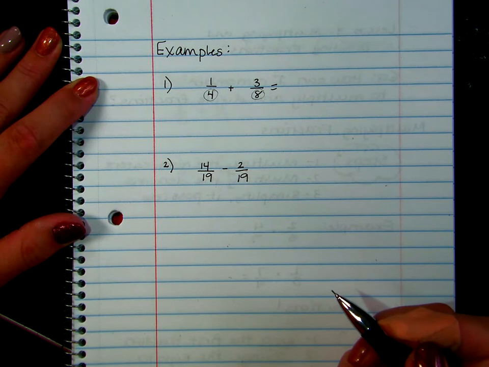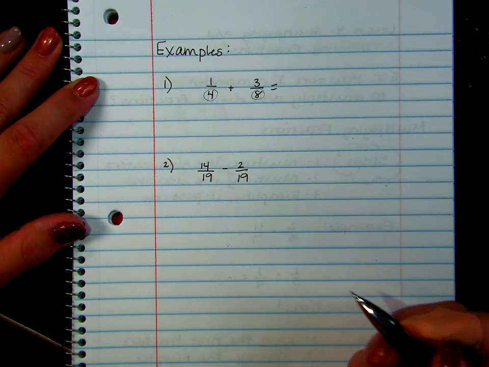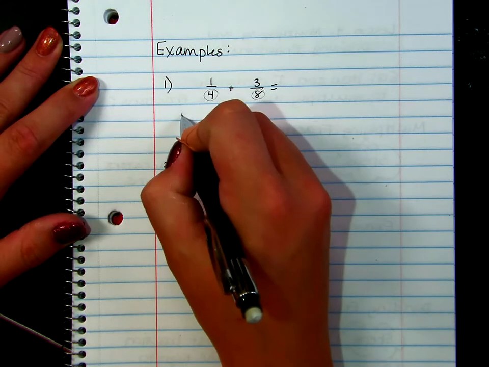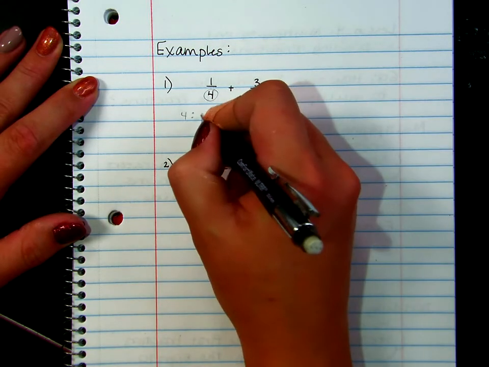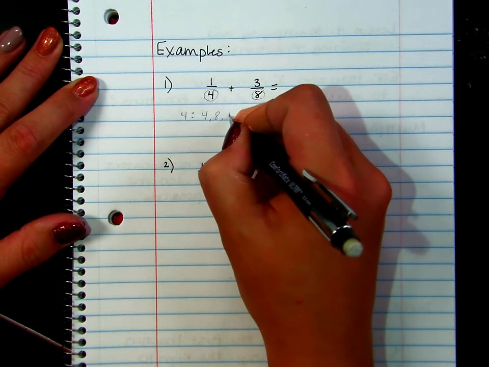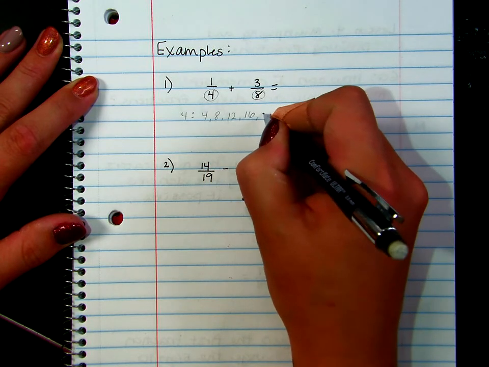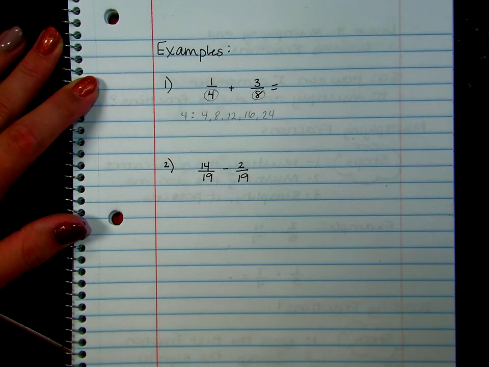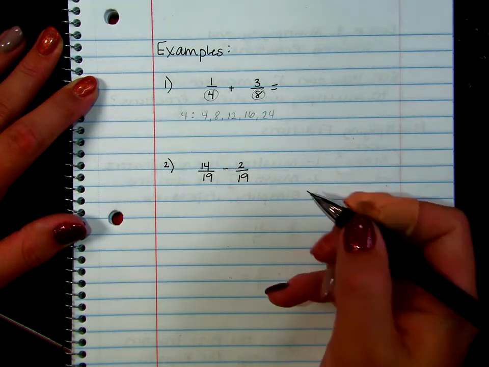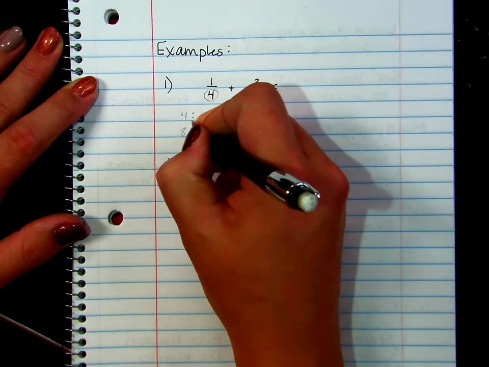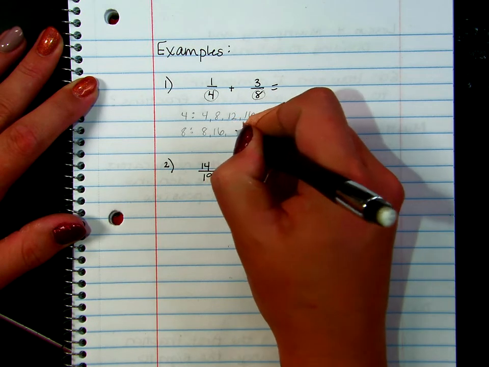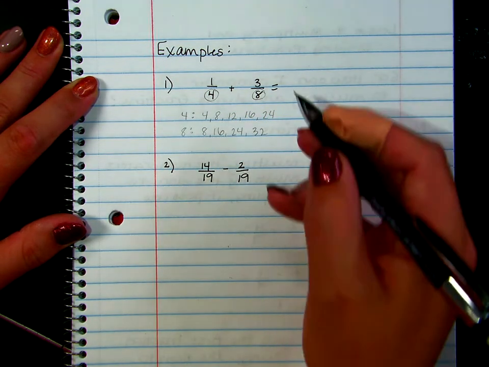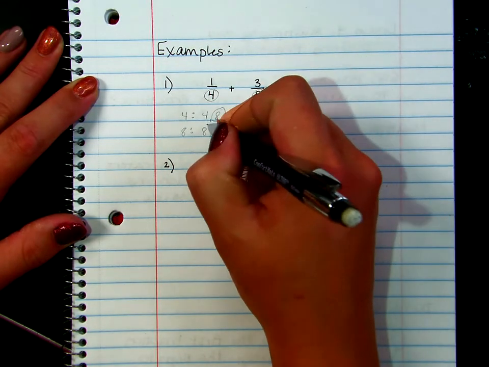So now what I need to do is figure out what's a number that both 4 and 8 can go into. I'm going to do that down here. The multiples of 4 are 4, 8, 12, 16, and 24. When I look at the number 8, I get 8, 16, 24, and 32. Now the lowest number that they both have in common is 8.